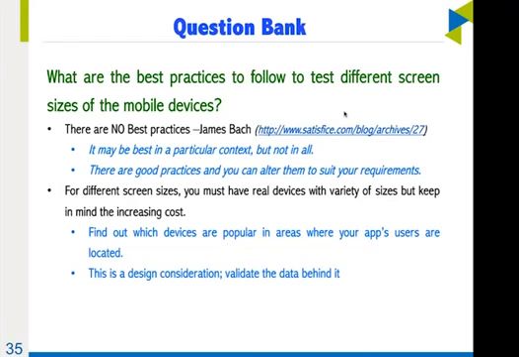Your test plan or test strategy should reflect that: by using X number of devices, I am ensuring 30% of my device coverage or the fragmentation coverage. So this is the kind of data that you as a tester should be providing. By the way, the screen size is a design consideration, so you must be validating the data behind it.